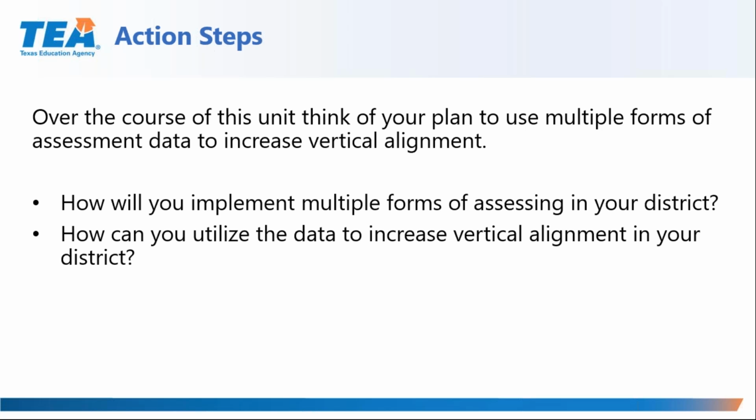So our action steps for the unit are here. There are a couple of questions on the screen. Sorry, I thought I mistyped something, but I did not. I apologize. So there are two questions on the screen. First, how will you implement multiple forms of assessing in your district? And the second is, how can you utilize the data to increase vertical alignment in your district?